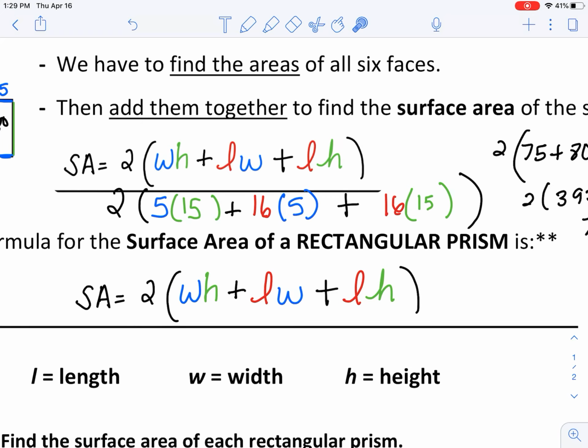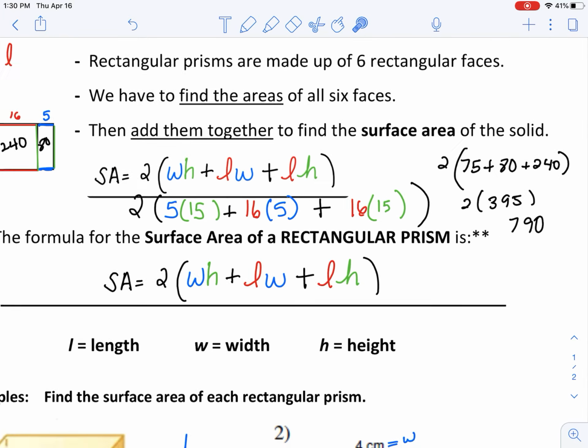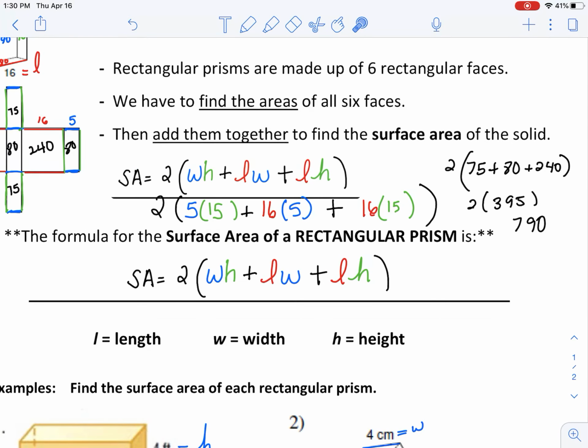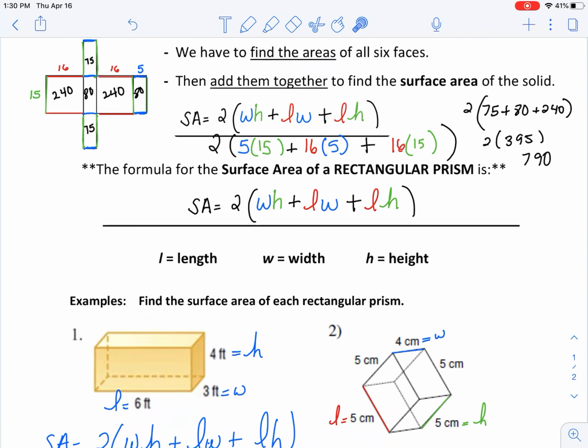So with that said, I took my work over to the side. 5 times 15 is 75. 16 times 5 is 80. And then 16 times 15 is 240. So I went ahead and added them all together to get 395. And then I multiplied that by 2 to get 790 square units. Now surface area again is square units. So here again is your formula.